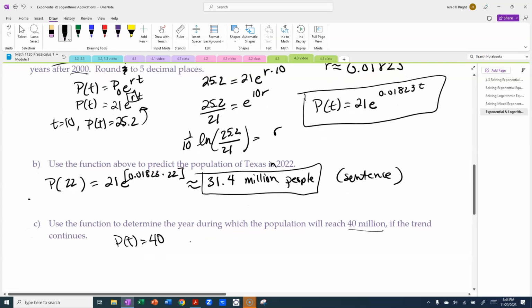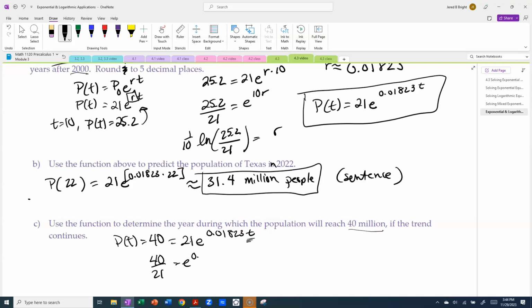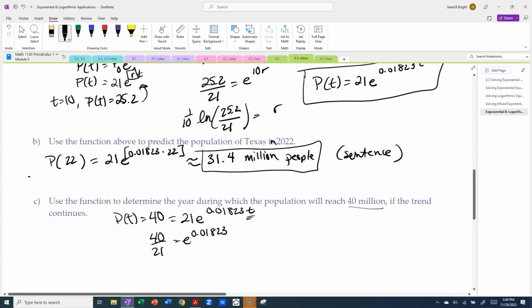And I know P of t is also equal to that, so this is equal to 21 e to the 0.01823 t, and I don't know the time value, but I'm trying to find that. Okay, so we have an exponential equation to solve. Isolate the exponential. So 40 divided by 21, divide that over first, is equal to e to the 0.01823 t. Exponential's isolated, so switch it to log form.